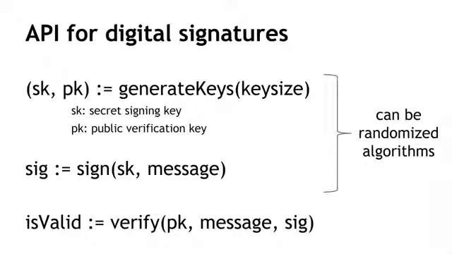So these three operations, these three algorithms, constitute a signature scheme. I'll note that the first two can be randomized algorithms. The verification won't be; it will always be deterministic. And in fact, if you think about it, generateKeys had better be randomized because it ought to be generating different keys for different people.